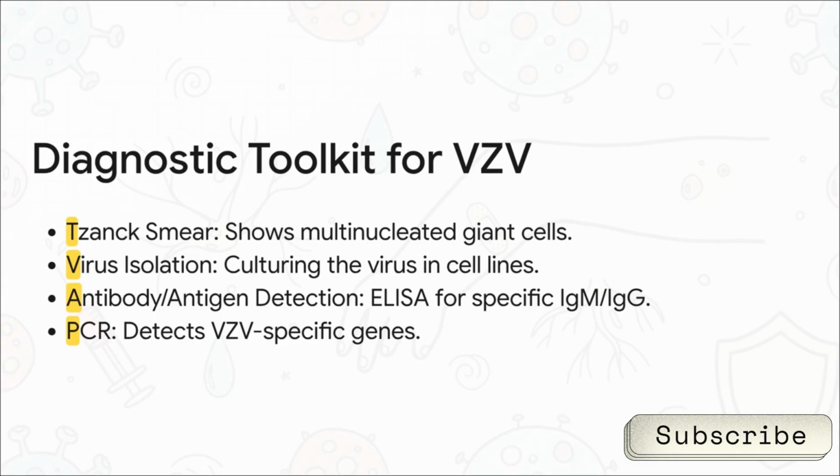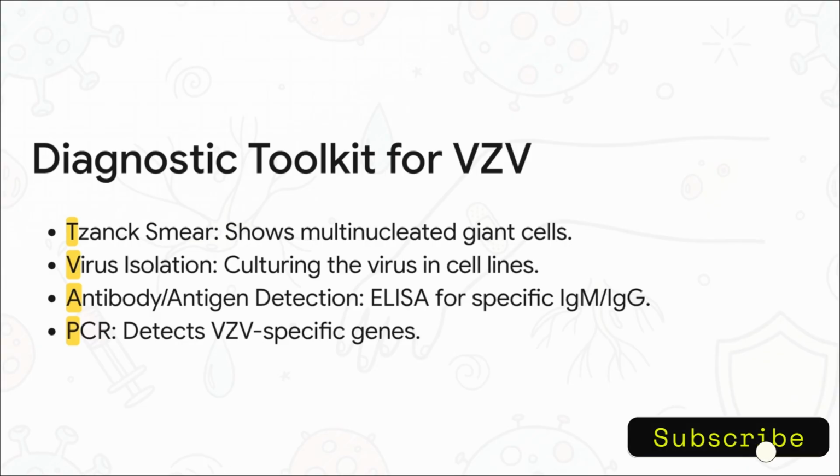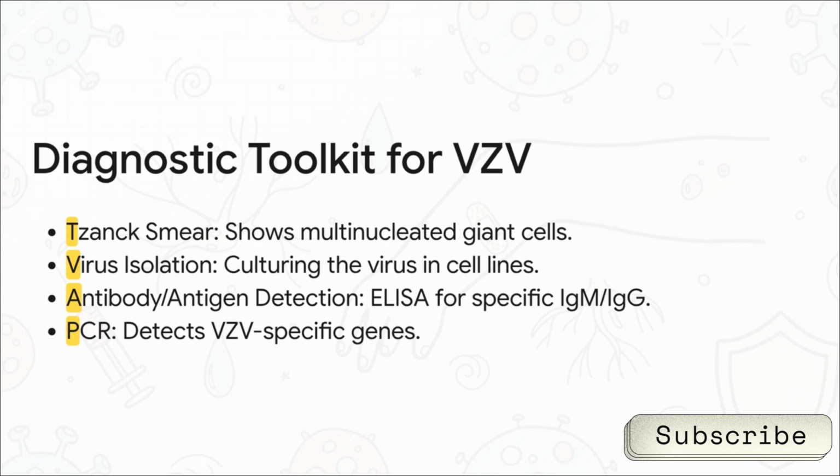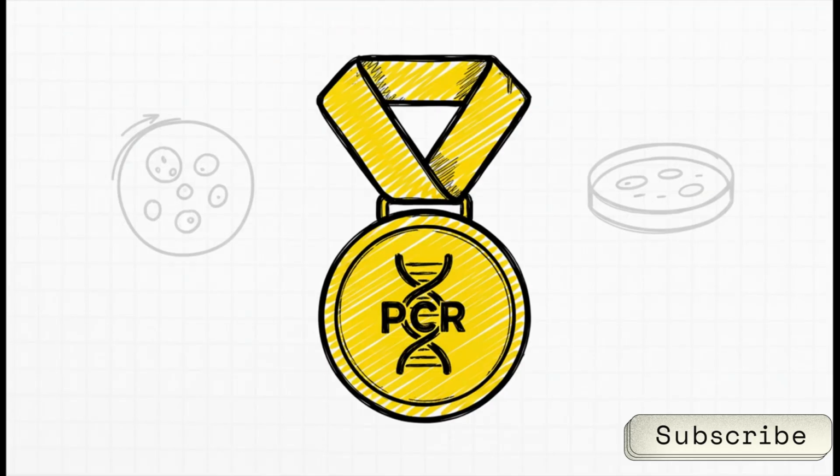V is for virus isolation, pretty self-explanatory. A is for antibody or antigen detection tests like ELISA. But the one you really need to focus on is P. P is for PCR. And why is that? Because for your exams, you need to know that PCR is the gold standard for diagnosing VZV. It's the most sensitive and specific test we have. If a question asks for the best, most accurate, or confirmatory test, PCR is your answer. It directly finds the virus's DNA, so there's no ambiguity.